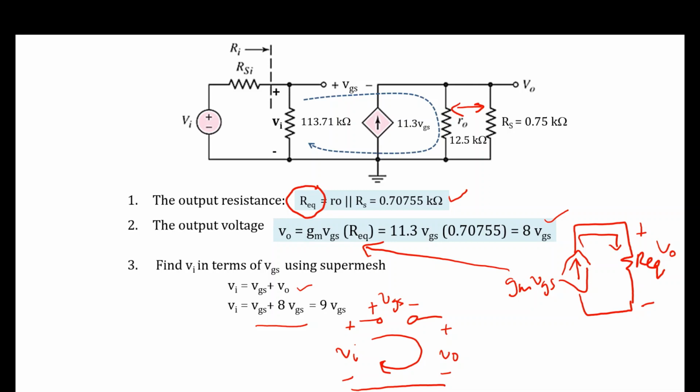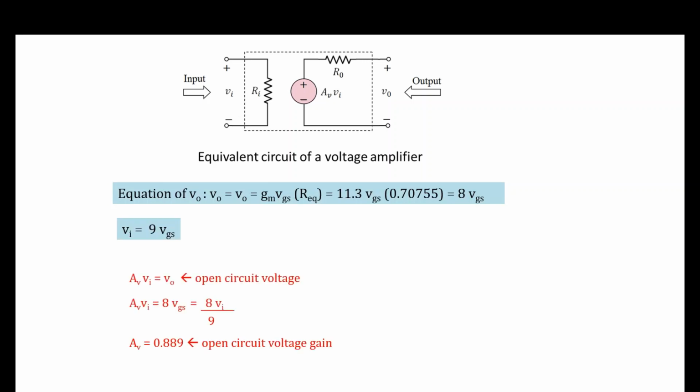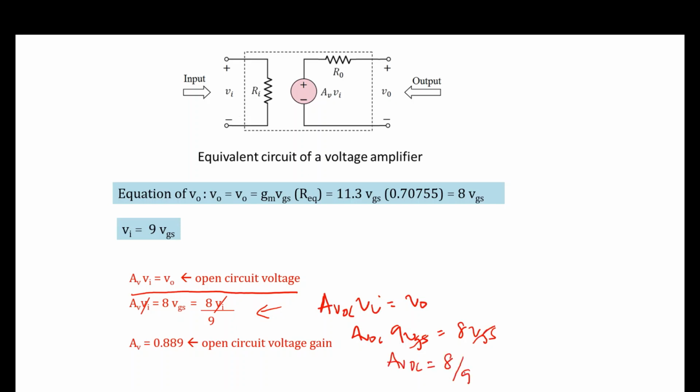Next is calculating your AVOC. We know that from step number 2, Vout is equivalent to 8 VGS, and VI is 9 VGS. So AVOC times VI is equivalent to Vout. AVOC times 9 VGS is equivalent to 8 VGS, so you can cancel VGS. Therefore, AVOC is equivalent to 8 over 9, which is 0.889.